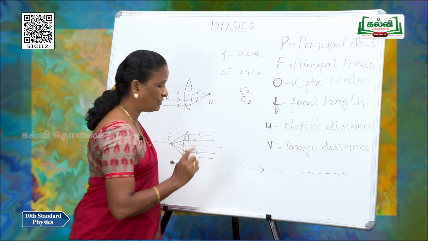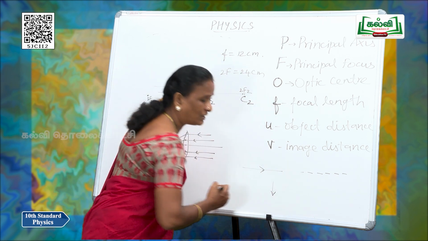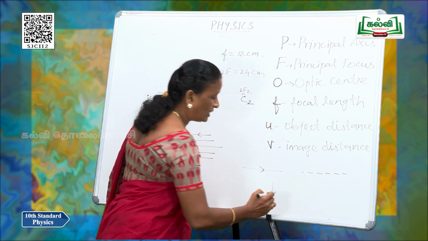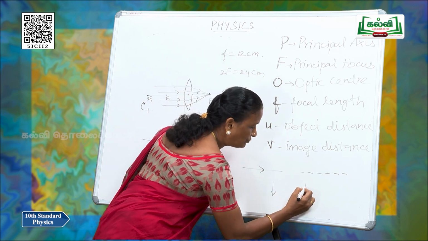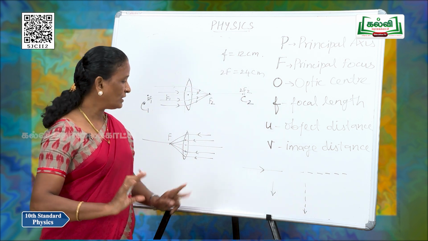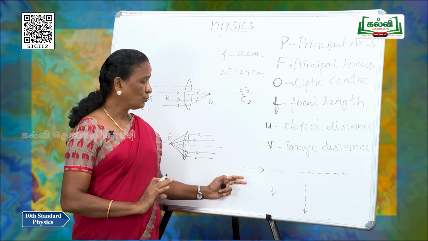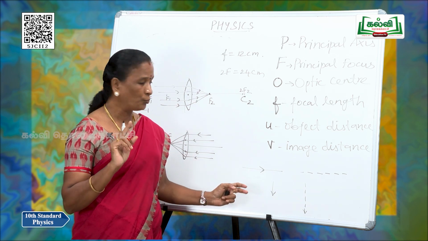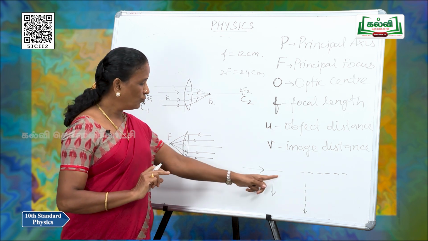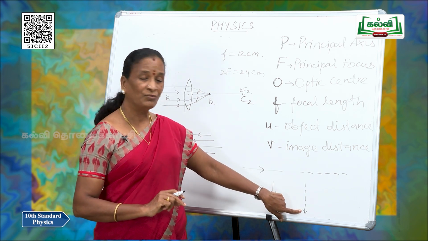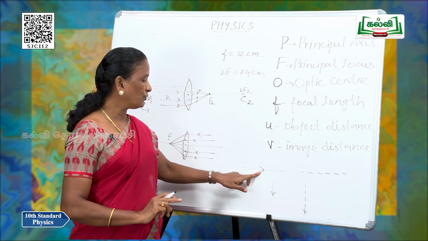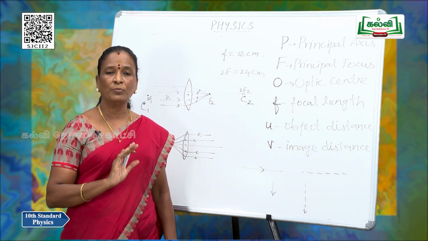Next, to represent a real image we use the bold line, and for a virtual image we use the dotted lines. Are you clear now? Once again, I will explain this. In drawing the ray diagram, we have to keep two points in mind. First, to draw the real rays we use bold lines, and to show the virtual image we use the dotted lines. In bold lines we use the arrowhead. These are the key things you should always remember.